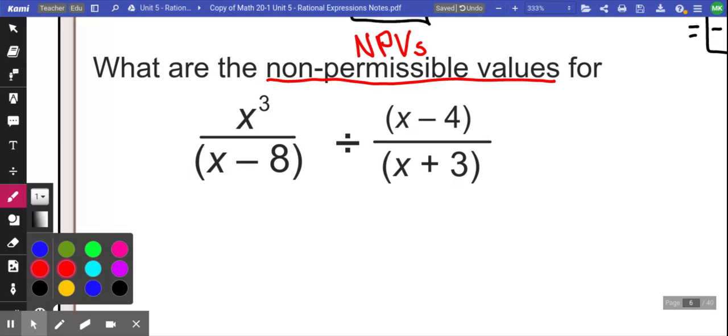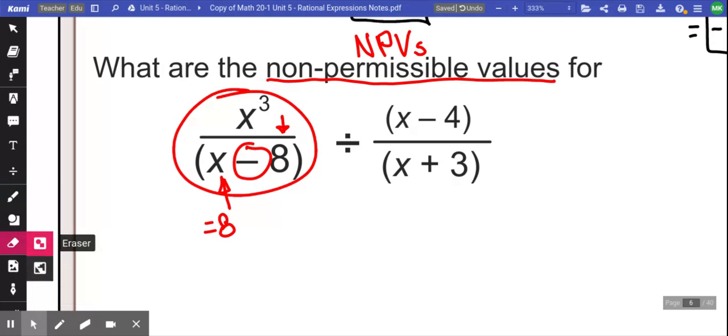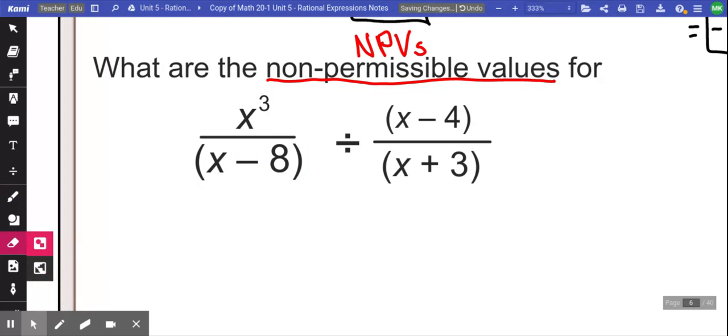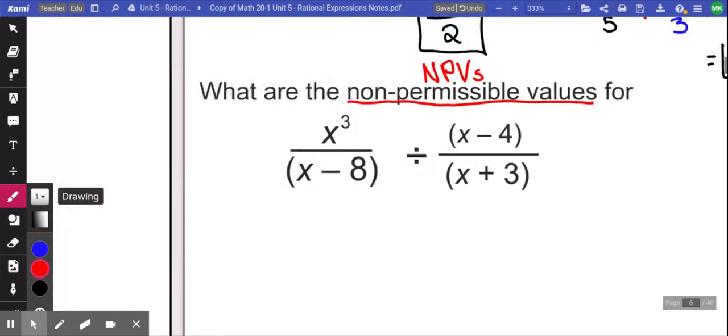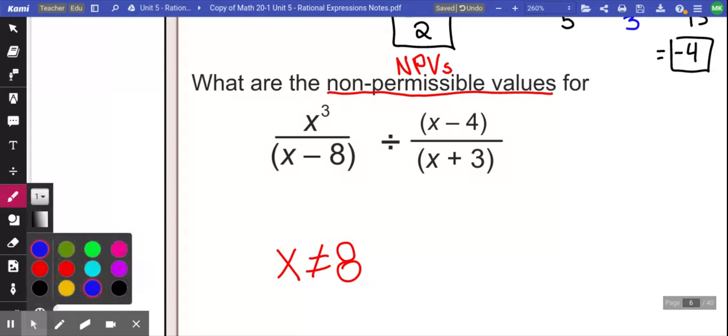So for instance, if you looked at this first fraction right here, if x equaled 8, I would have 8 minus 8, which is 0, and then I would be dividing by 0, which is not allowed. You can't divide things by 0. So we have to define this by saying x cannot equal 8. It's called an NPV. And we learned yesterday that NPVs are on the bottom of fractions. It makes sense. That's where you divide things. So x cannot equal 8 because of that.